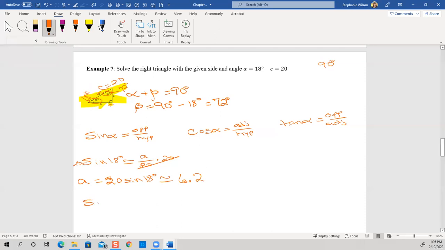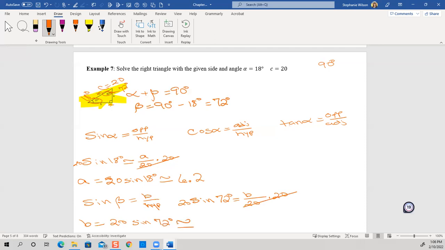So now what I'm going to do is take sine of beta equal to B over the hypotenuse, because sine is opposite over hypotenuse. We know beta because we just found it right here, 72 degrees. We don't know what B is, but we do know the hypotenuse is 20. B is involved in a fraction, so to undo the fraction, we multiply by the denominator, which leaves B by itself. So now I have B is equal to 20 sine of 72 degrees.